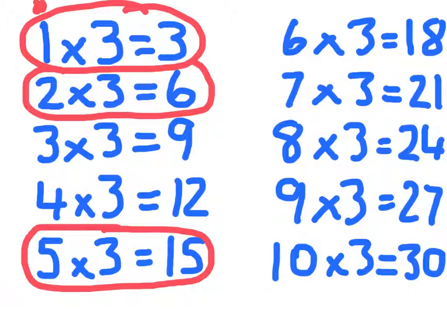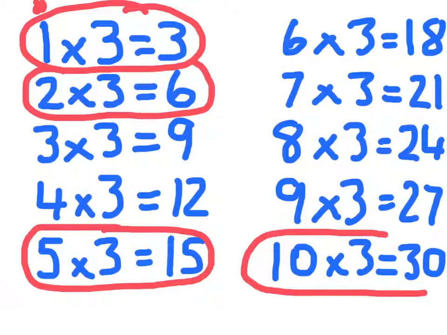We also know our 10 times tables because anything times by 10, we just add a 0 to the number. So 10 times 3 equals 30. Now, what about these other ones here? Is there a strategy that we could use to work out each of these facts? How could we build upon from a multiplication fact that we already know?